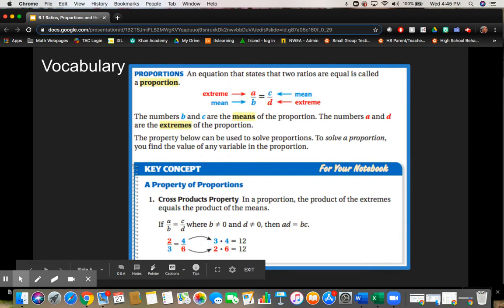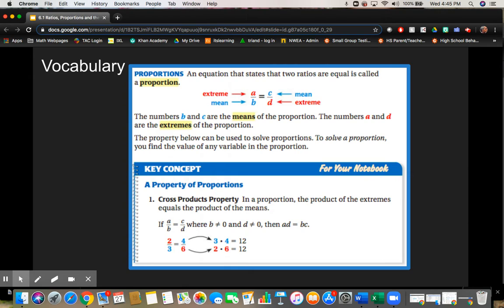An equation that states two ratios are equal is called a proportion. Sometimes you will see these referred to as extremes and means, as you can see in the diagram. I'm often not going to use those terms, but I wanted you to see them.